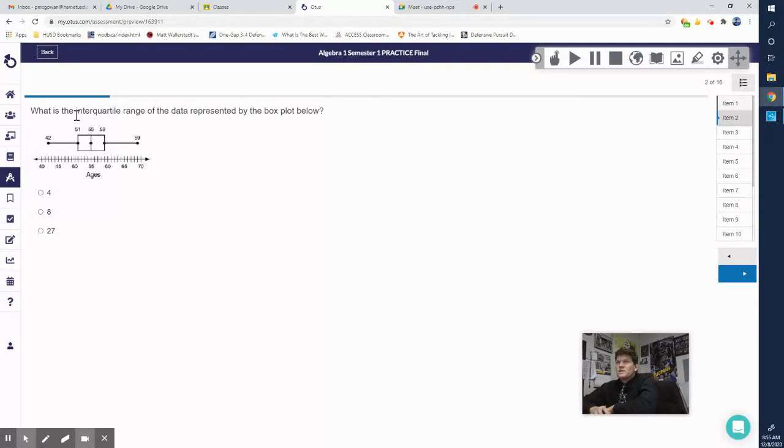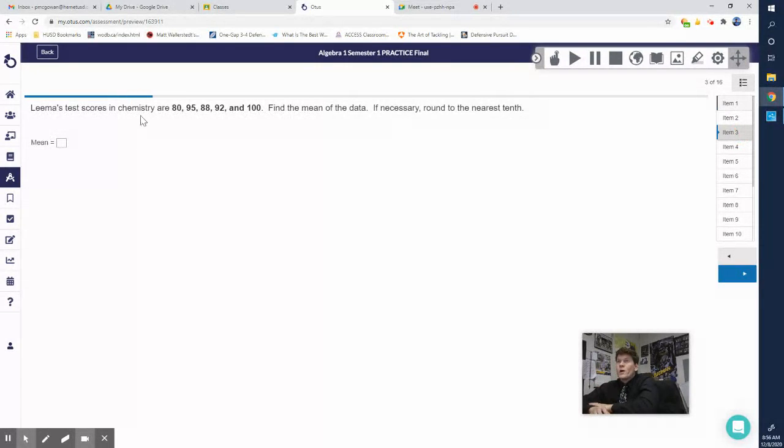Going back to our stats here, interquartile range. We had this box plot early on in the semester. Interquartile range, our IQR. You take the right side of the box, the left side of the box, subtract them together. There's your IQR. Number three, you have another list.